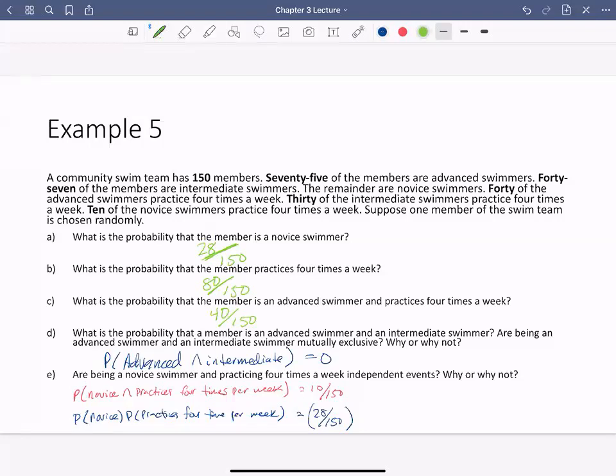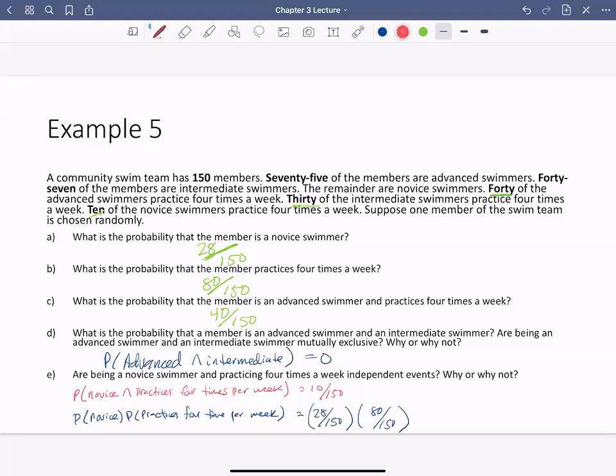I go up here and I say, well, 40. Where is that? Sorry, 40, 30, and 10. So what I do now is I say that I have this 30, 10, and 40, but we already did that. It's 80 right here, 80 over 150, because there are 80 members that practice 4 times per week. Just 80 over 150.